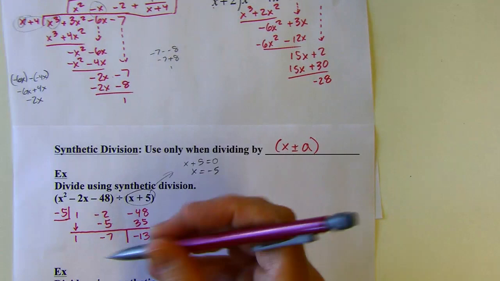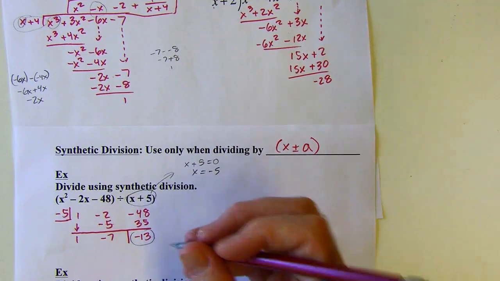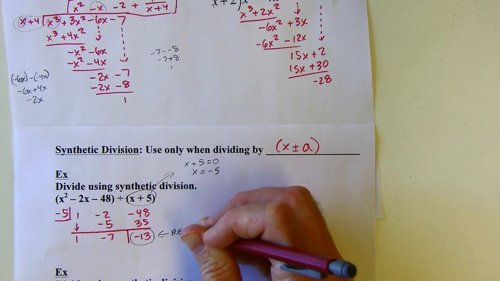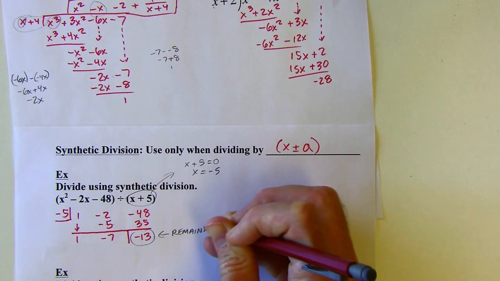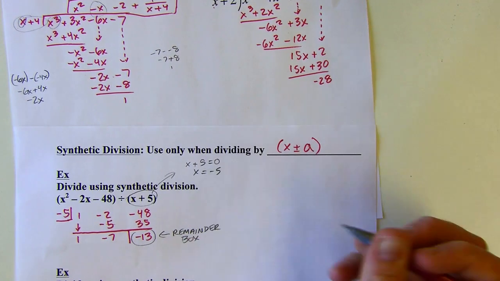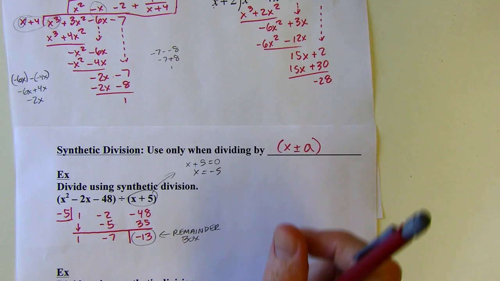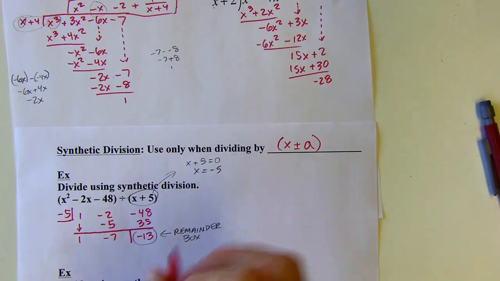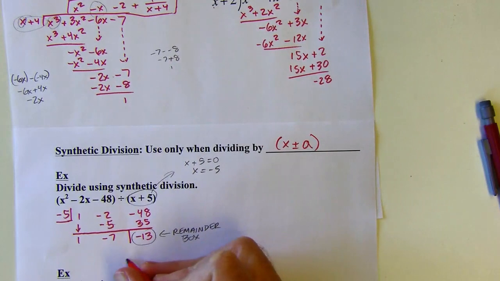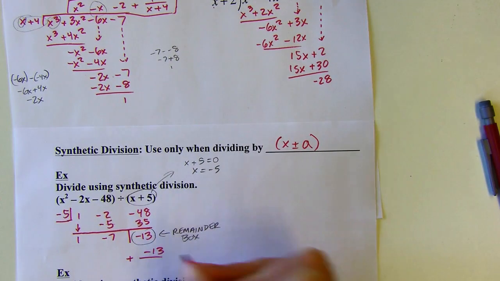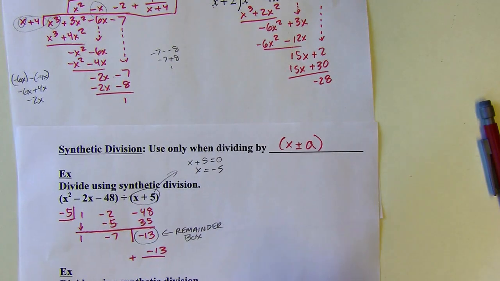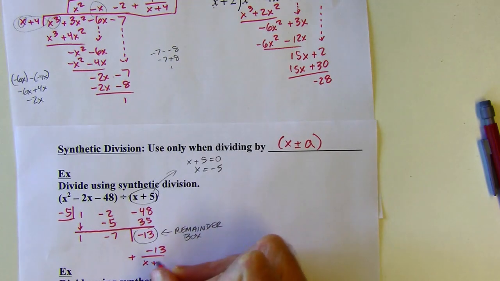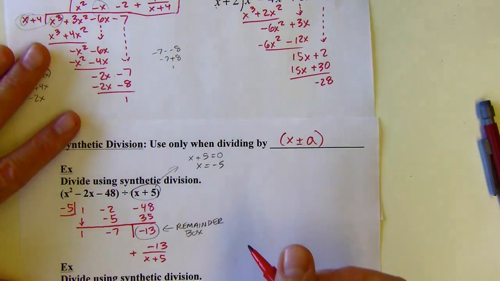And this number down here, I call this box the remainder box. And that number isn't the remainder, but it's the numerator of the remainder. Okay? So I know my remainder is going to be negative 13 over something. Now what is the something? Well, it's whatever you're dividing by. In this case, you're dividing by x plus 5. So there's my remainder, okay?